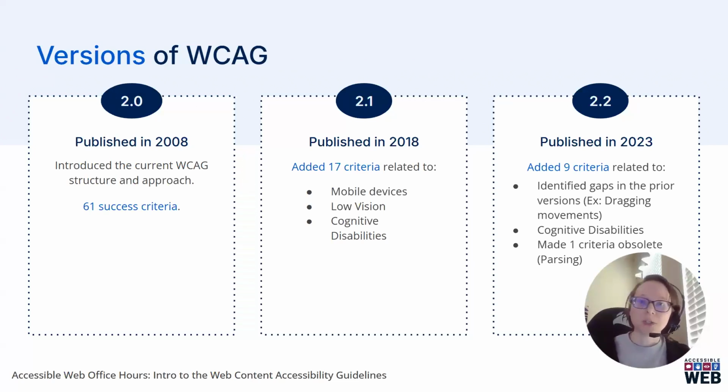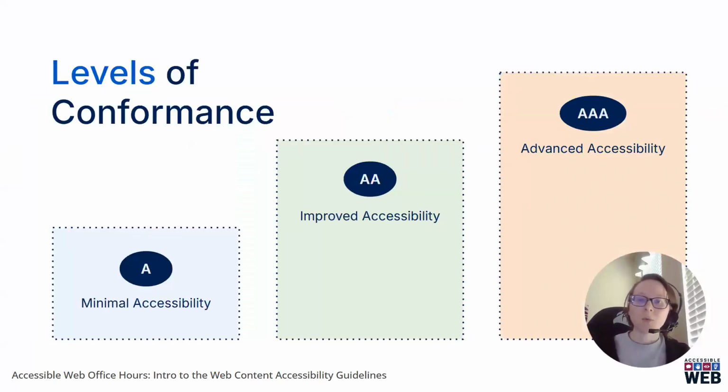Version 2.2 is the most recent version and was published in 2023. It added 9 success criteria related to gaps in the prior versions, such as dragging movements, added more requirements related to cognitive disabilities, and for the first time made a success criteria obsolete, the parsing criteria. Within each version, there are 3 levels of conformance: single A, double A, and triple A. Single A can be thought of as minimum accessibility.